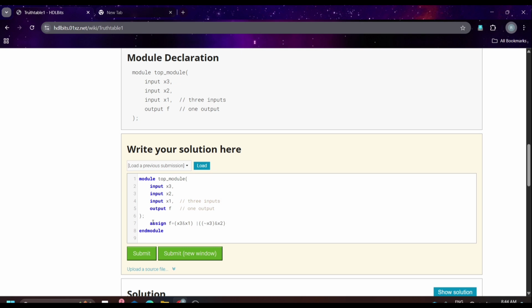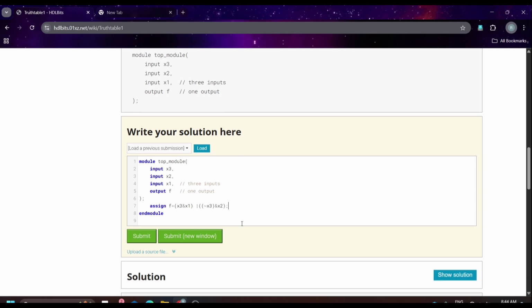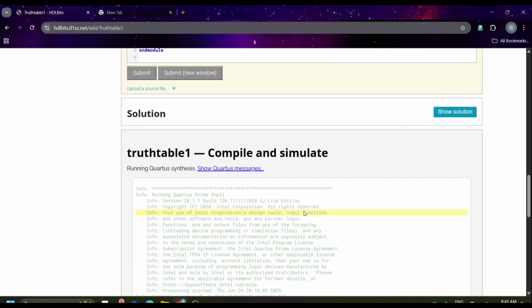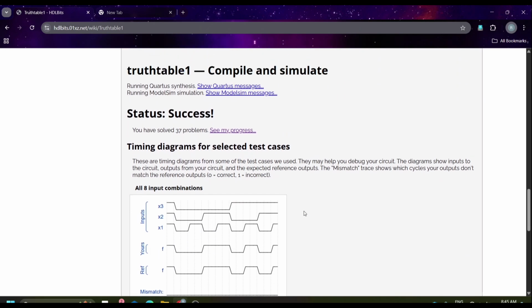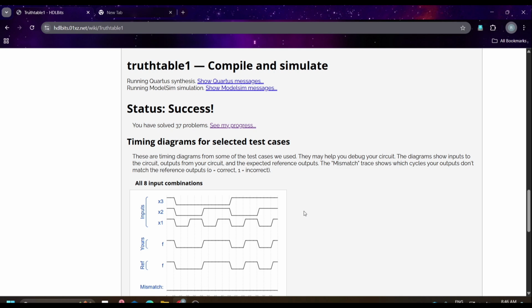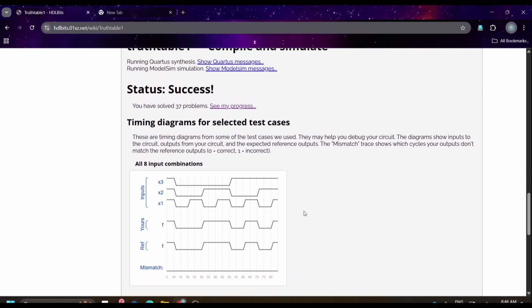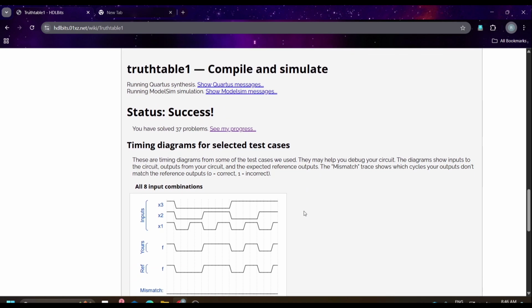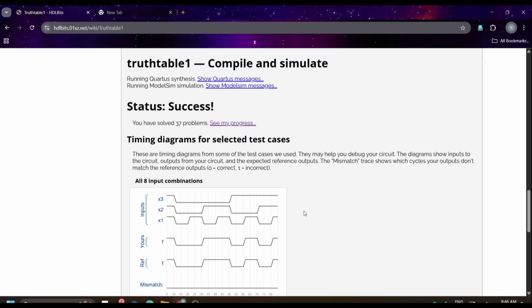Okay, so this is the expression we got from that K-map. Okay, let's check it. Okay, so whatever we wrote, that is correct. Okay, so in this way we can solve these truth table based questions. Okay, we will solve a few more questions in the upcoming videos. Till then, thank you.